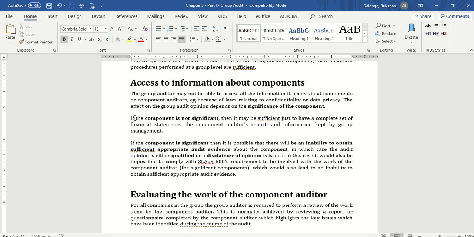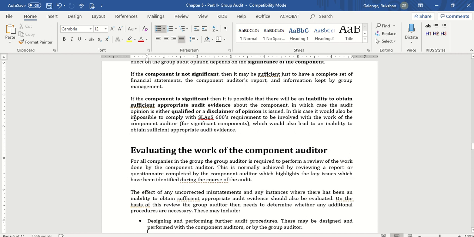That is what I said earlier: check whether you can obtain evidence before accepting the engagement; don't accept out of greed just because you will get the audit fee, right? Otherwise, if you are not able to obtain sufficient and appropriate audit evidence about your component, if it is a significant component, obviously you have to modify your opinion on the financial statements. Why we call it a disclaimer of opinion, my son, is for this reason.